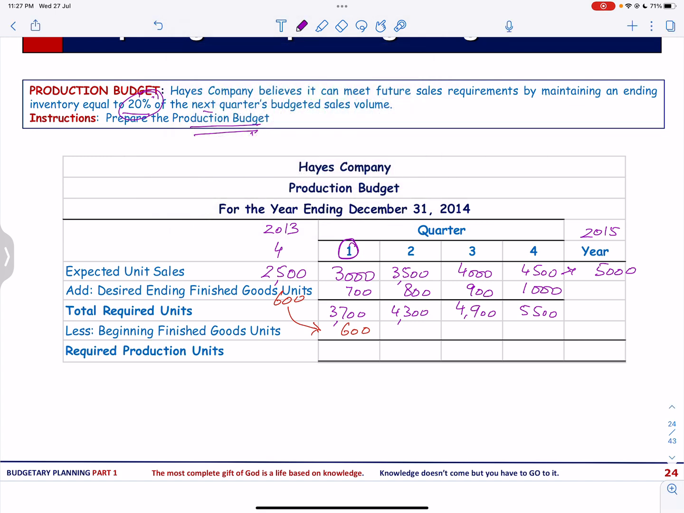And then again we will continue. So 20% over here will be 700, 800 and 900. So we have to subtract. After subtraction we are going to have the production in units of 3,100 units, 3,600, 4,100 and 4,600.